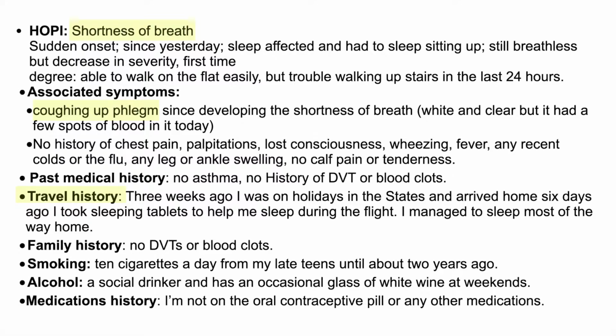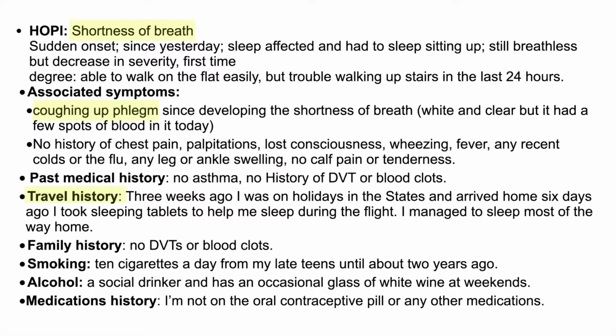In travel history, there is a significant finding. The patient was on holidays in the States and arrived home six days ago, and during the flight she took some sleeping tablets. In the family history, there is no significant finding for DVT or blood clots. The patient is a smoker. She smoked 10 cigarettes a day from her late teens up until about two years ago, and she drinks alcohol occasionally. In medication history, she's not on any oral contraceptive pills or any other medications. So these are the information provided for this case.